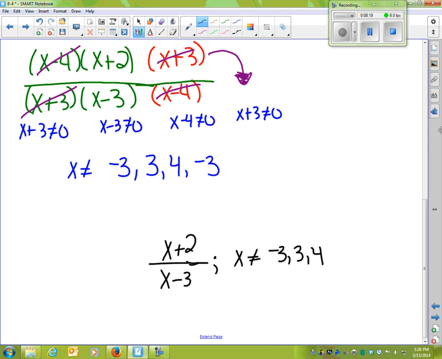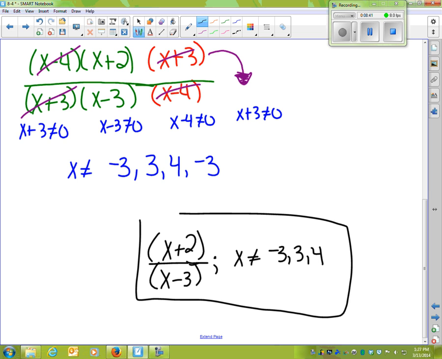You cannot cancel the x's. This is a binomial. The x plus 2 is together. And if it helps you to remember, put them in parentheses. Visually, you'll see these are grouped together. Your two binomials are not the same and can't be canceled. And that is it for dividing rational expressions.